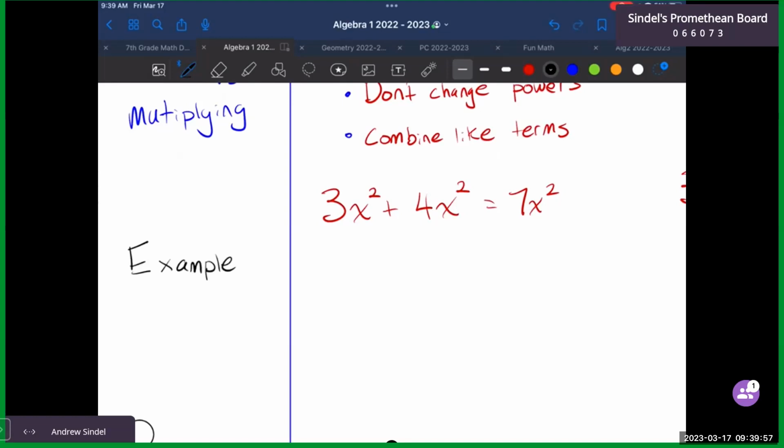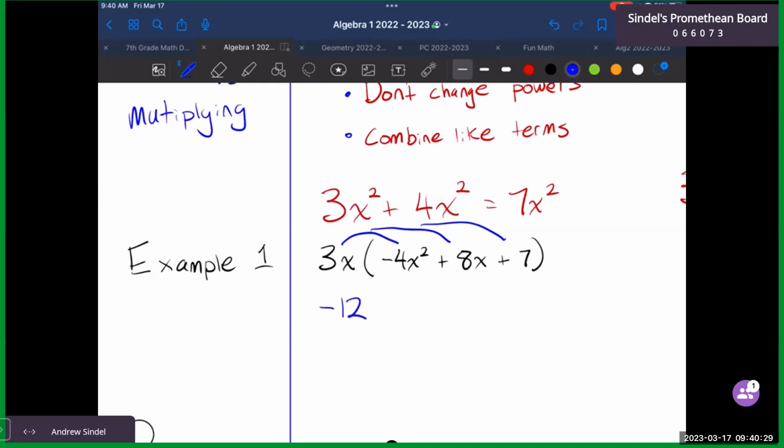Example number 1. How do I do 3x times negative 4x squared plus 8x plus 7? I'll make it a little bit tricky. Well, you gotta distribute the 3x in that parentheses. Okay, that's right. All right. So 3 times negative 4 is negative 12. Negative 12x to the power of 3. Why 3? Because plus it's one. Nothing is 2. Because there's an invisible one right there, bro. See, you guys can't be tricked anymore.